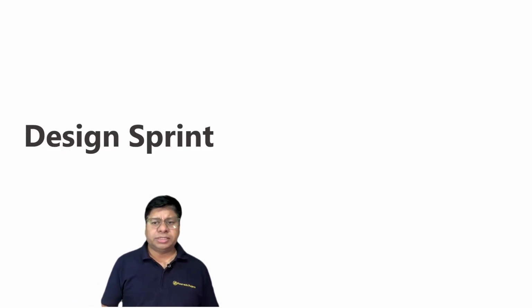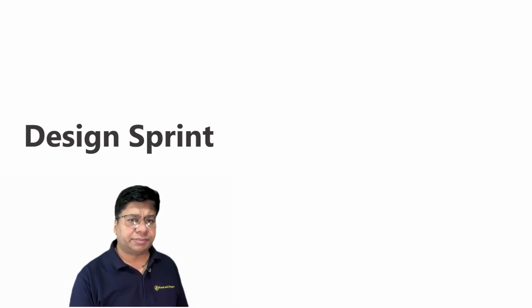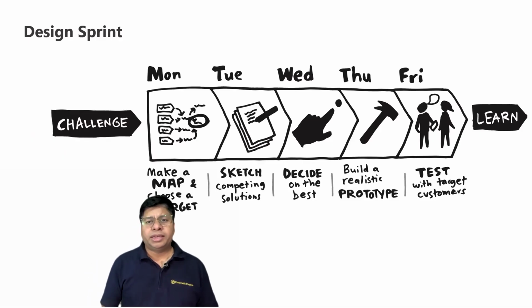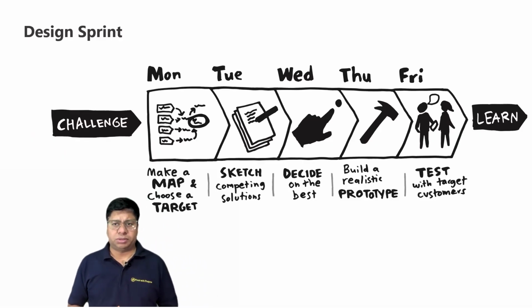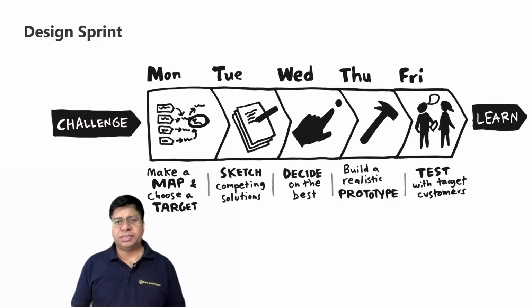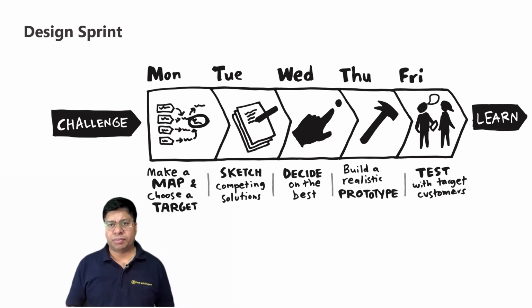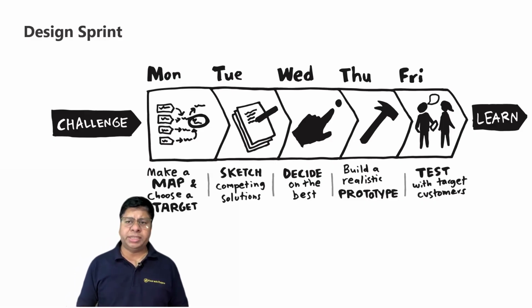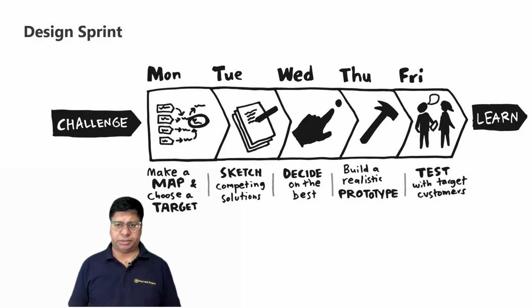Let's break down the 5-day structure. Here is how a typical 5-day design sprint works. Day one is understand. Here it is mentioned as Monday: make a map and choose a target. The idea here is to understand. The whole team comes together to define the challenge, map the user journey, and interview experts.